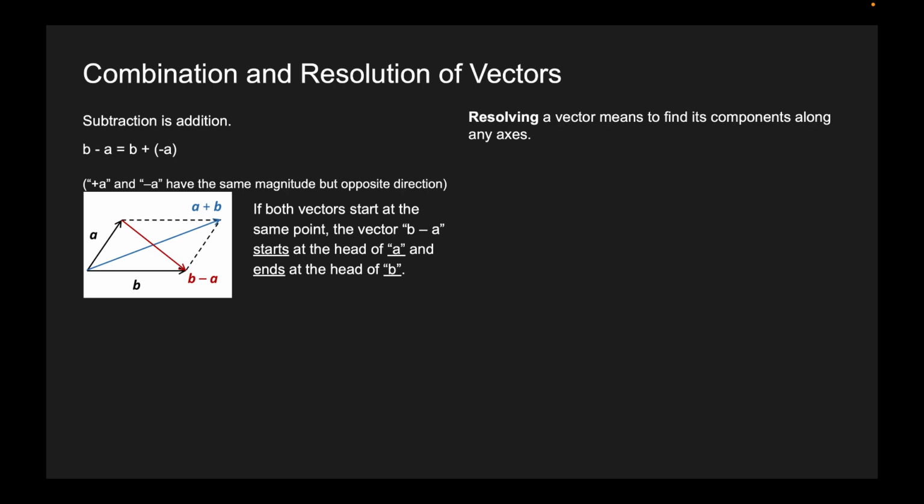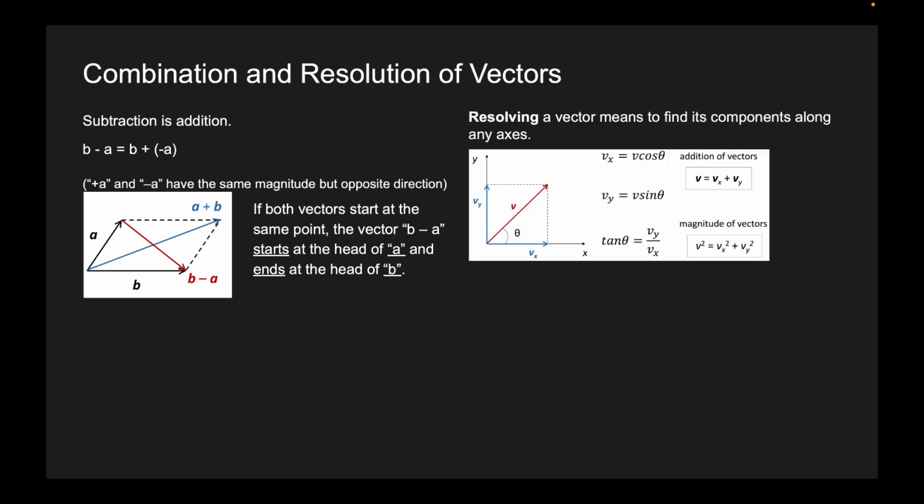Resolving a vector means to find its components along any axis. For example, to find Vx, you should use the formula Vx equals V cosine theta. To find Vy, you should use the formula Vy equals V sine theta. And to find the resultant vector V, you should use the formula tangent theta equals Vy divided by Vx. When adding and subtracting vectors in one dimension, you just need to add magnitudes with signs according to directions. If vectors are at right angles to each other, use Pythagoras theorem.